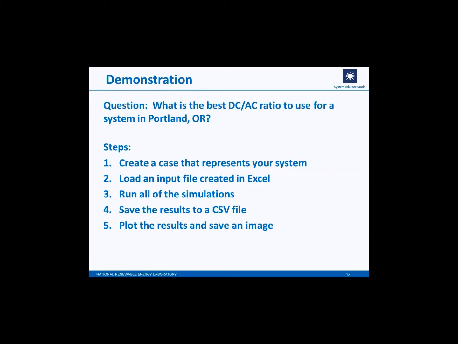Okay, so we'll switch gears here, and I'll get into a live demonstration of writing a script. We're going to answer a pretty basic question here. What is the best DC to AC ratio to use for a PV system in Portland, Oregon? And the script that I'm going to write here is maybe 30 lines long, so it's not very big, but it'll show some interesting features of the scripting language.